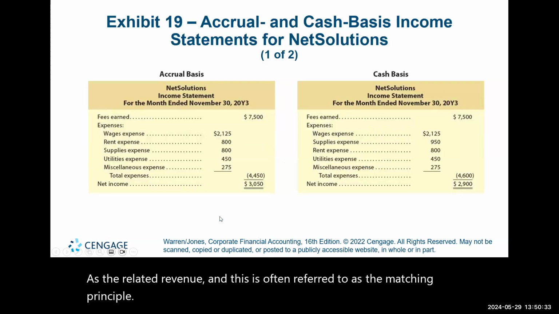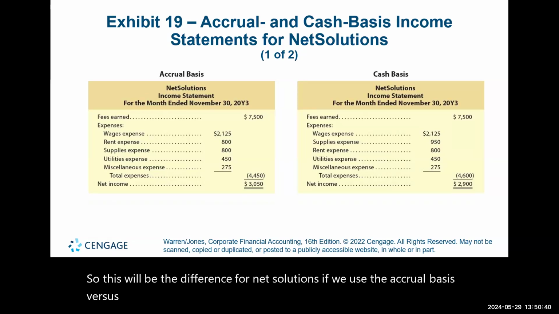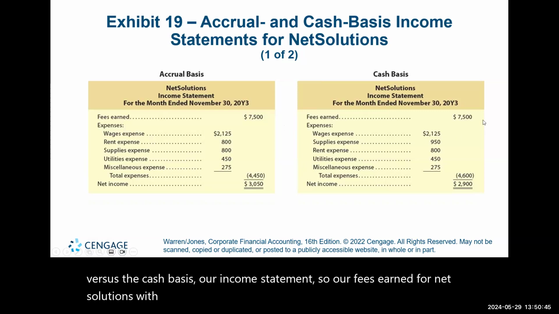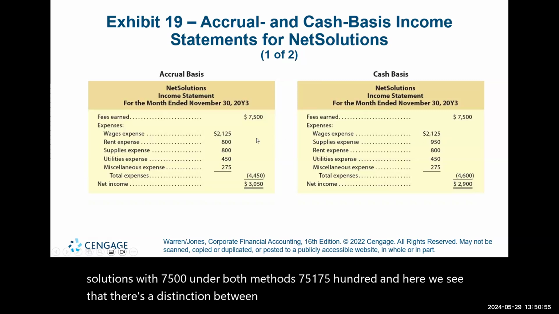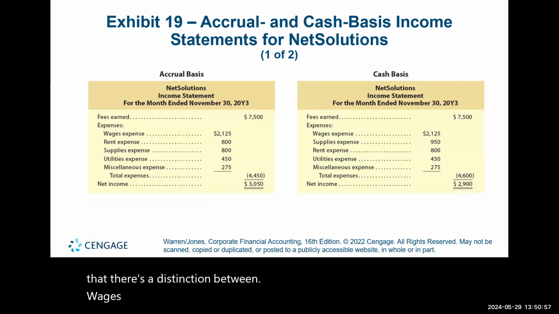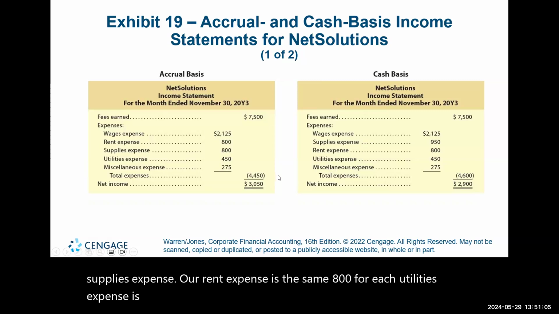So this will be the difference for Net Solutions if we use the accrual basis versus the cash basis, in our income statement. So our fees earned for Net Solutions was $7,500 under both methods. And here we see that our wages expense ties, but there's a distinction between our supplies expense. Our rent expense is the same, $800 for each. Utilities expense is the same for both, and our miscellaneous expense is the same for both.